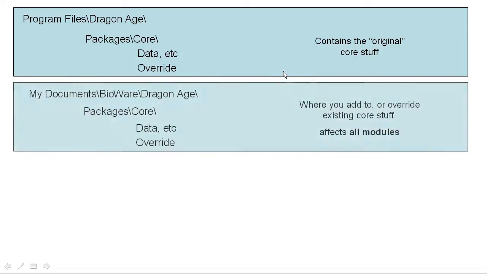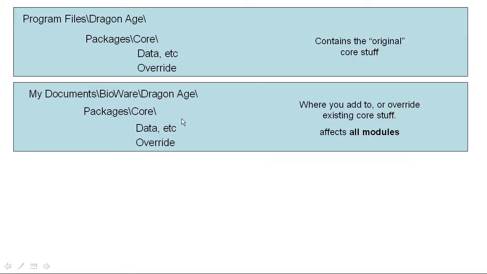The better place to put things that affects everything is in your My Documents, BioWare, Dragon Age, Packages, Core, and then either if you're adding things, you'll put it in the data and so on folders, or if you're overriding particular files that you deliberately want to actually change and replace with your changes, you'll put them in override. These changes will affect all modules because this is changing the packages core itself. So you'll see here packages core, packages core. You're actually changing this lot itself.